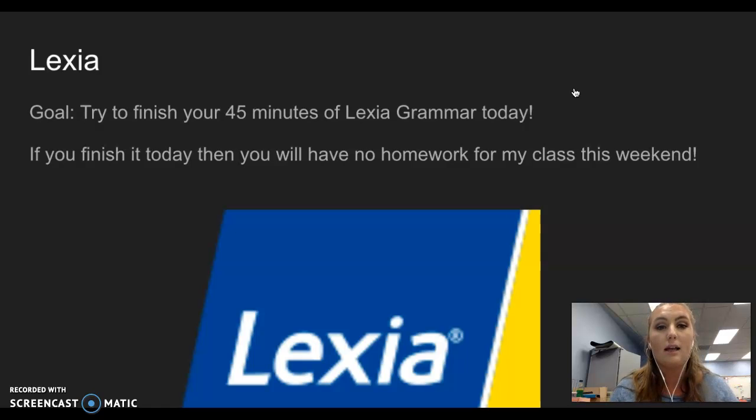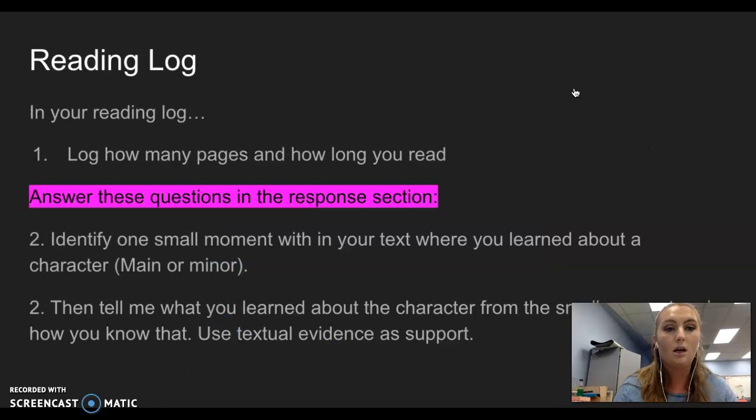Okay, so try to get your Lexia done. I know that you can do it. I will be looking to see if you get it done. All right, and that's all. Don't forget, the one thing that you have to do for sure is the reading log, followed by Lexia. So make sure that you're done with the reading log before it's due.